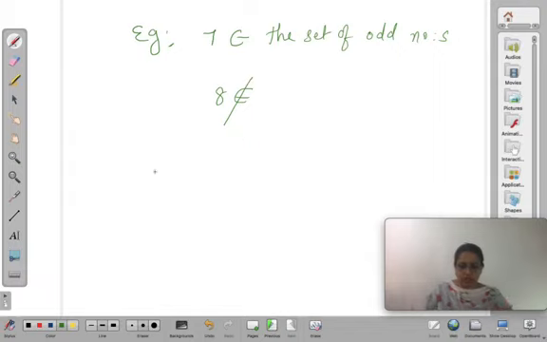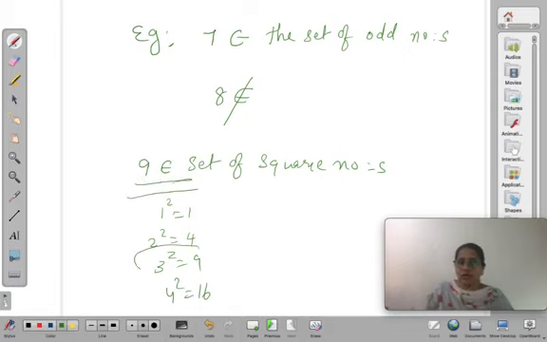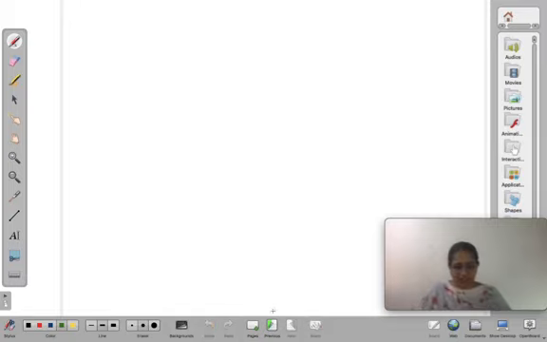Then one more: 9 is an element of the set of square numbers. Is it correct? Yes, because we know that 1 square is 1, 2 square is 4, 3 square is 9, 4 square is equal to 16. So 9 is an element of the set of square numbers. Clear? Okay, very good. Now take exercise 4b.